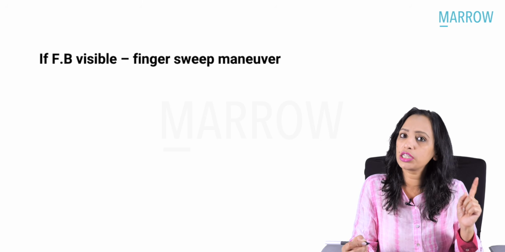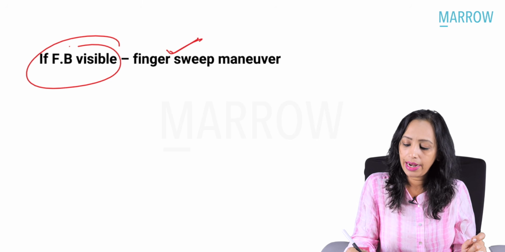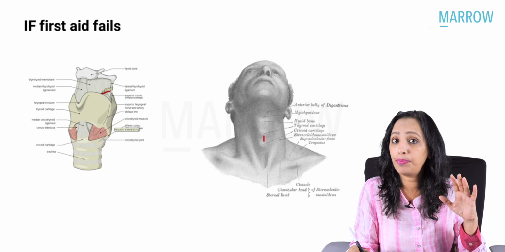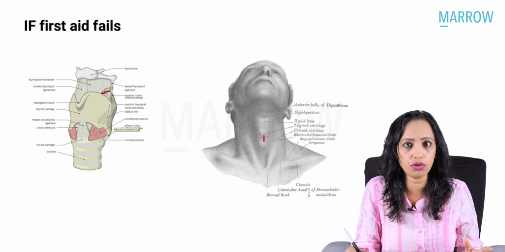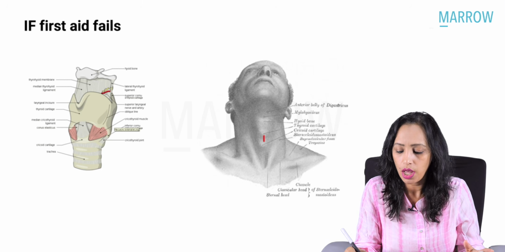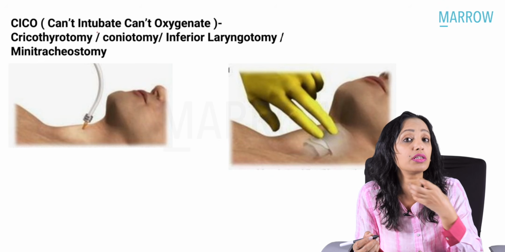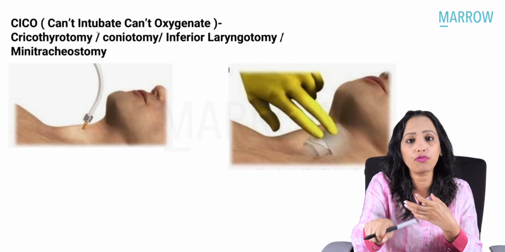And if the foreign body is visible, only then you go for finger sweep maneuver. And if in spite of all these, the first aid fails, the patient cannot be intubated or cannot be oxygenated. That is known as the CICO, C-I-C-O: can't intubate, can't oxygenate. Of course, we cannot intubate this patient. There is a foreign body which has got stuck. You will not intubate and push the foreign body further down.